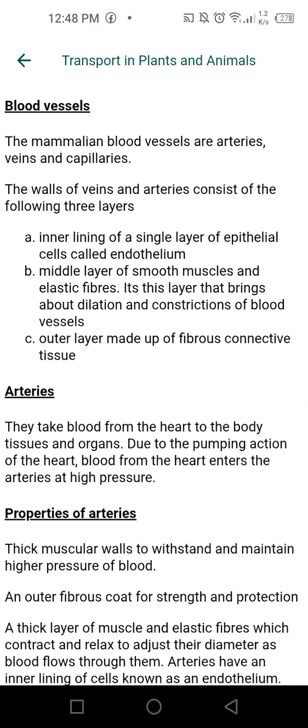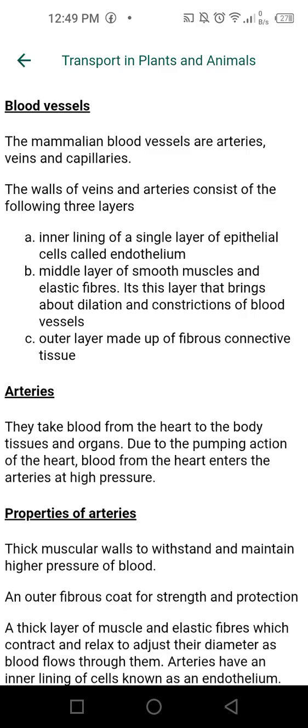The mammalian blood vessels are arteries, veins and capillaries. The walls of veins and arteries consist of the following three layers. Inner lining of a single layer of epithelial cells called endothelium. Middle layer of smooth muscles and elastic fibers. It's this layer that brings about dilation and constrictions of blood vessels. Outer layer made up of fibrous connective tissue.